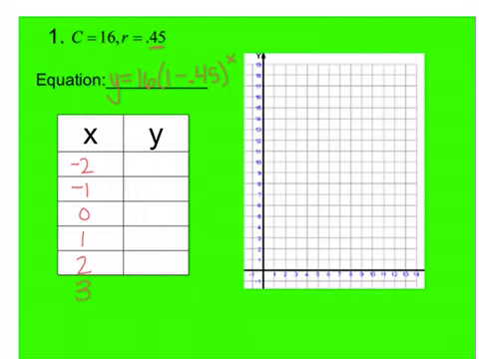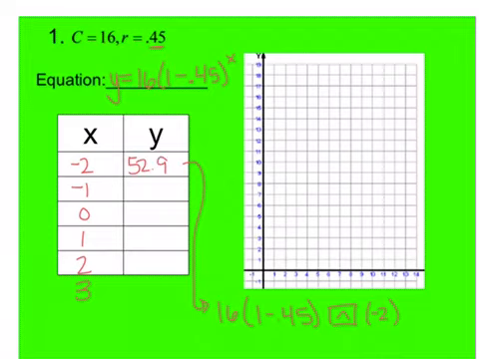We're going to take those and plug them into our equation to get our y values. So just a reminder of how to plug this in. You're going to type 16, parenthesis, 1 minus 0.45, parenthesis, and then your caret key. And then the x value that we're going to put in, we're going to put in a -2. When I do that, I get 52.9. You're now going to take that same equation, but change the x power to be a -1. When I do that, I get 29.1.